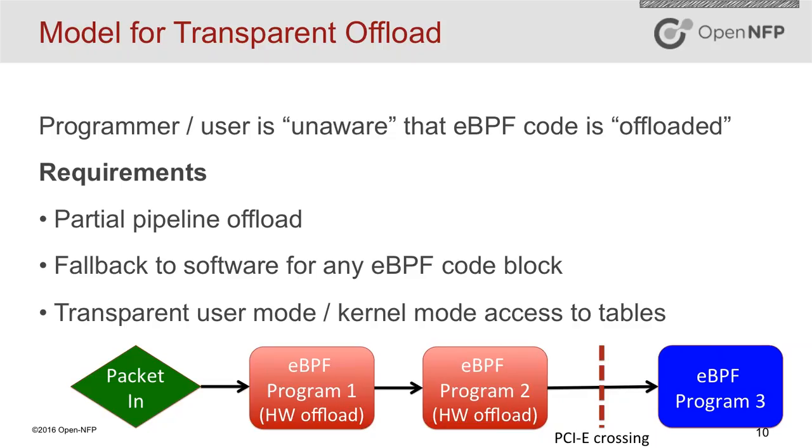So the requirement here is being able to do a partial pipeline offload, but also ensuring that there's a fallback path to software for any eBPF code that we choose not to offload into hardware. And we also need to be able to handle the maps or the tables in a transparent way so that accesses from user mode or kernel mode can be represented correctly in the hardware and vice versa.